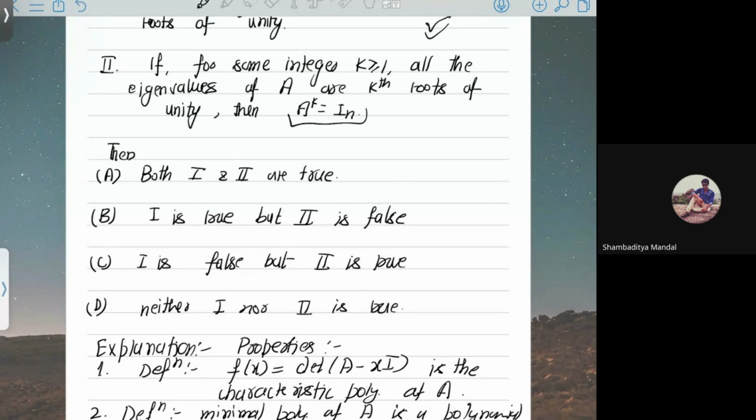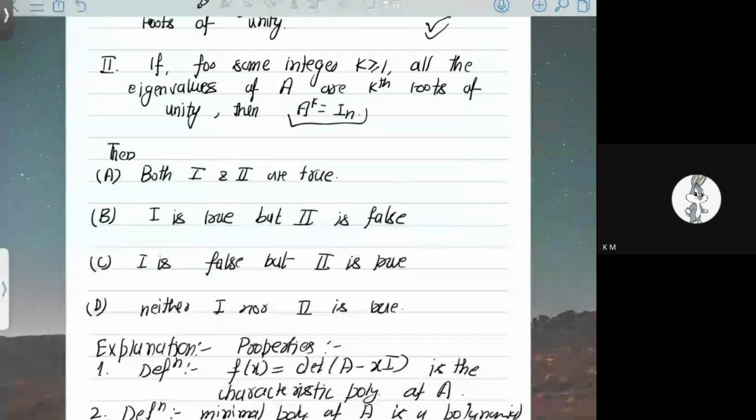Ma'am. Yes. The statement says that for some integer k, all the eigenvalues are kth roots of unity. So there may be some more distinct eigenvalues. Would a counterexample be okay? Ma'am? Yes. A^k = I implies idempotent matrix, and an idempotent matrix always has eigenvalues of modulus 1. So A^k = I means it may have k distinct eigenvalues of modulus 1. So they are the kth roots of unity.